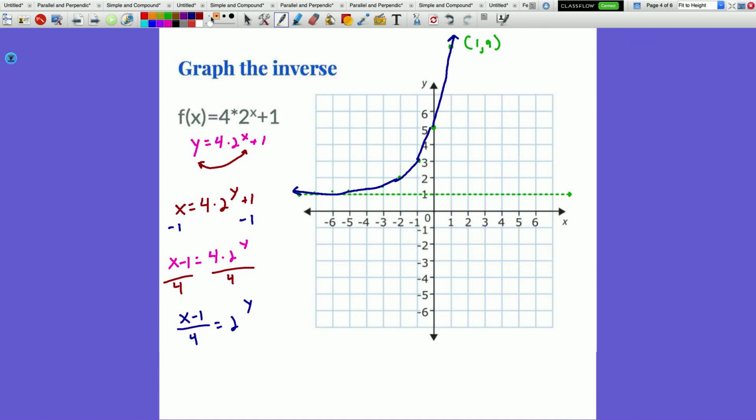And isolate the y. y is in the exponent, so we know we're going to have to use a logarithm here. Log base 2, base of the exponent becomes the base of the log, of x minus 1 all over 4 equals y.